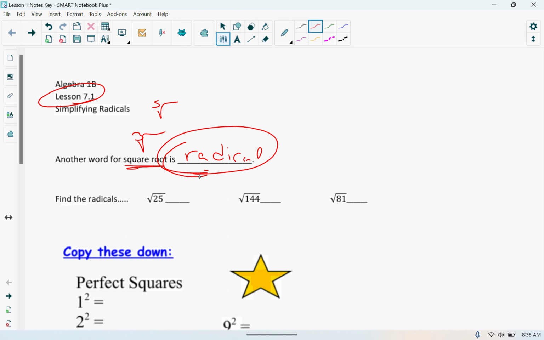So what we're going to do is just see what you know about square roots. Do you know the square root of 25? The square root of 25 is 5. This one's a little bit more difficult. The square root of 144 is going to be 12. The square root of 81 is 9.